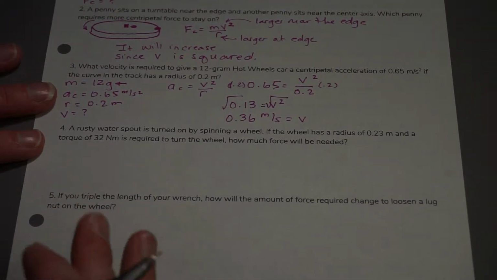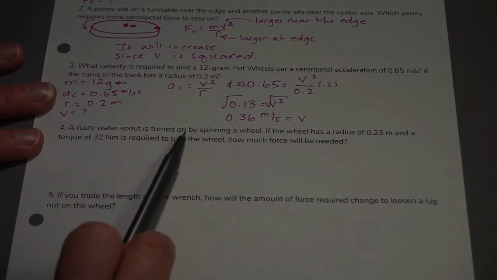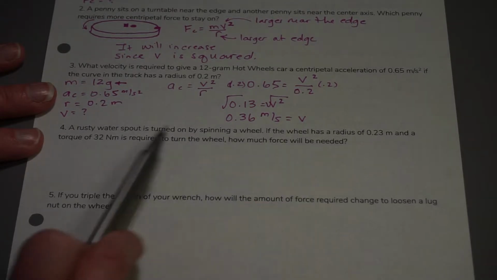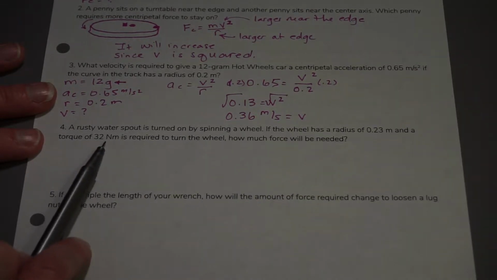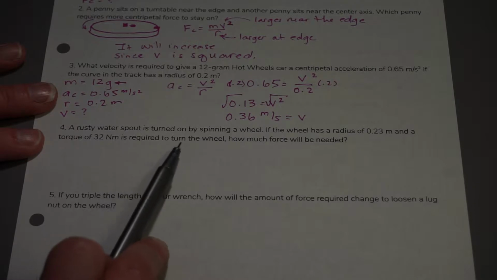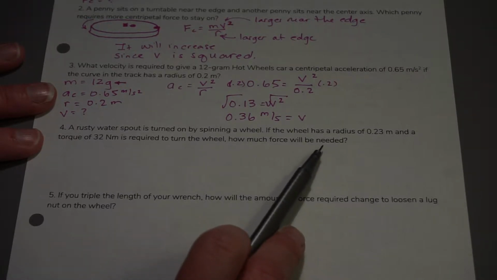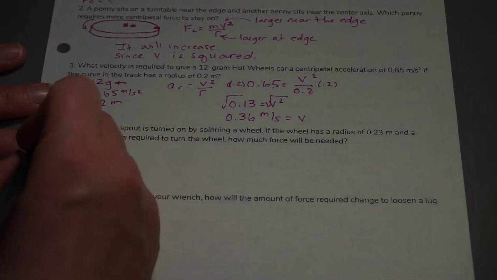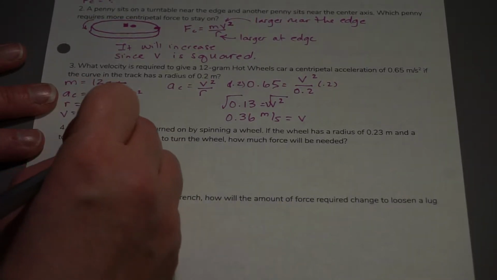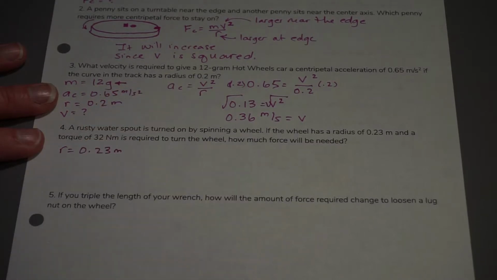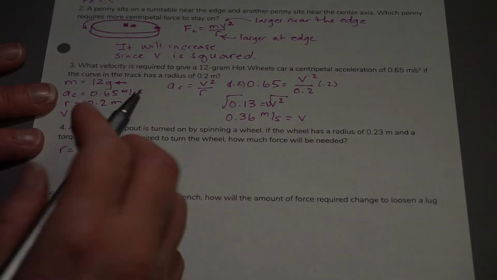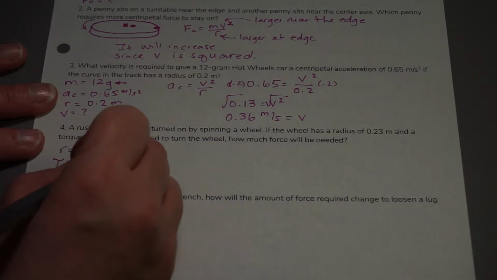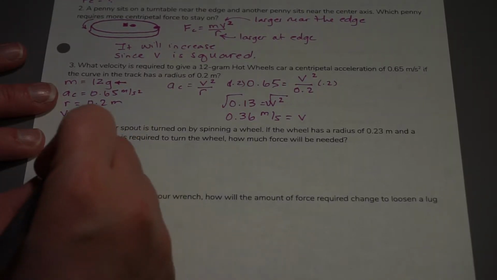Our next question is about a rusty water spout. The spout is turned on by spinning a wheel. If the wheel has a radius of 0.23 meters and a torque of 32 Newton meters is required to turn the wheel, how much force will be needed? So the first number that they gave us is the radius. And the second number is the torque, and they're looking for force.